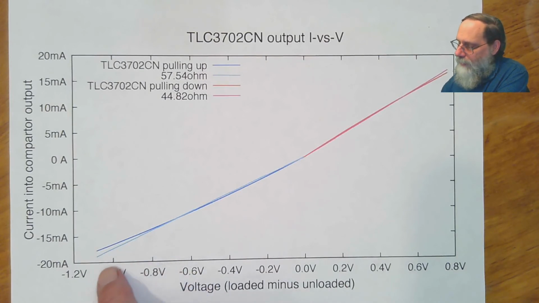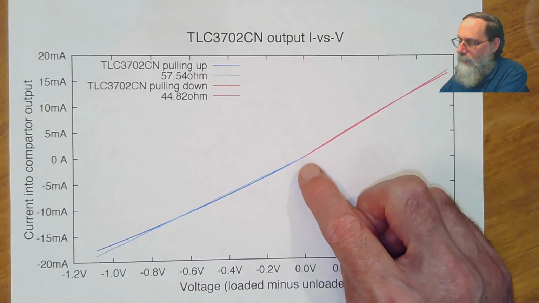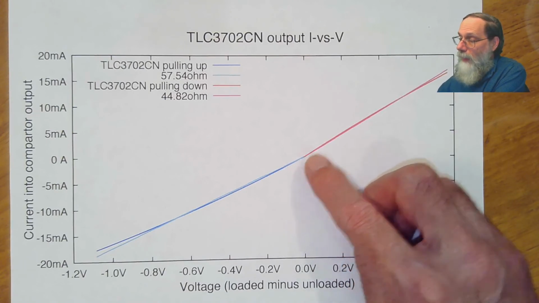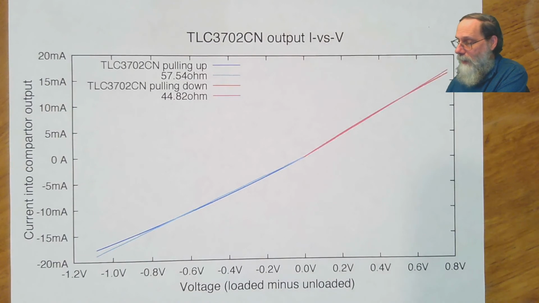And I can fit a straight line to that. In fact, I'm fitting it going through 0, so it's just fitting it as a single resistor. And I've got an estimate there that it's about 57.5 ohms for the pull-up. That's a little less than I think we estimated from the data sheet. From the data sheet, I think we estimated about 65 ohms.